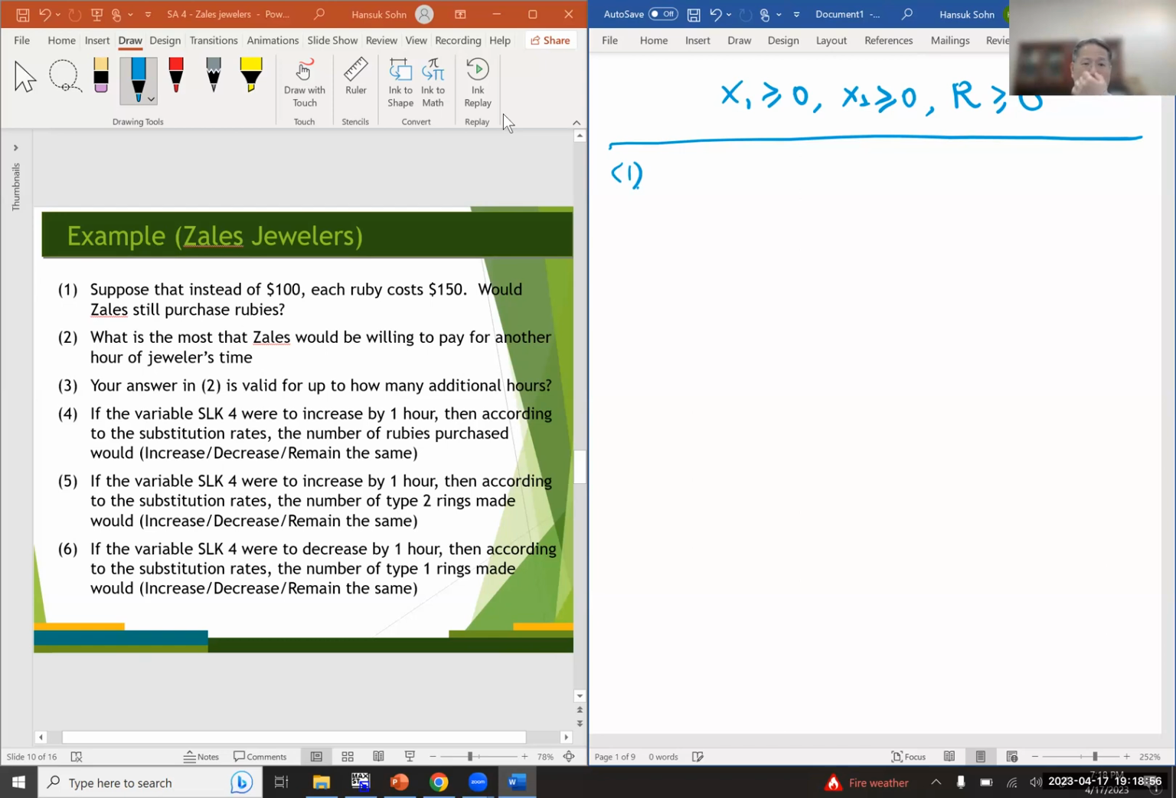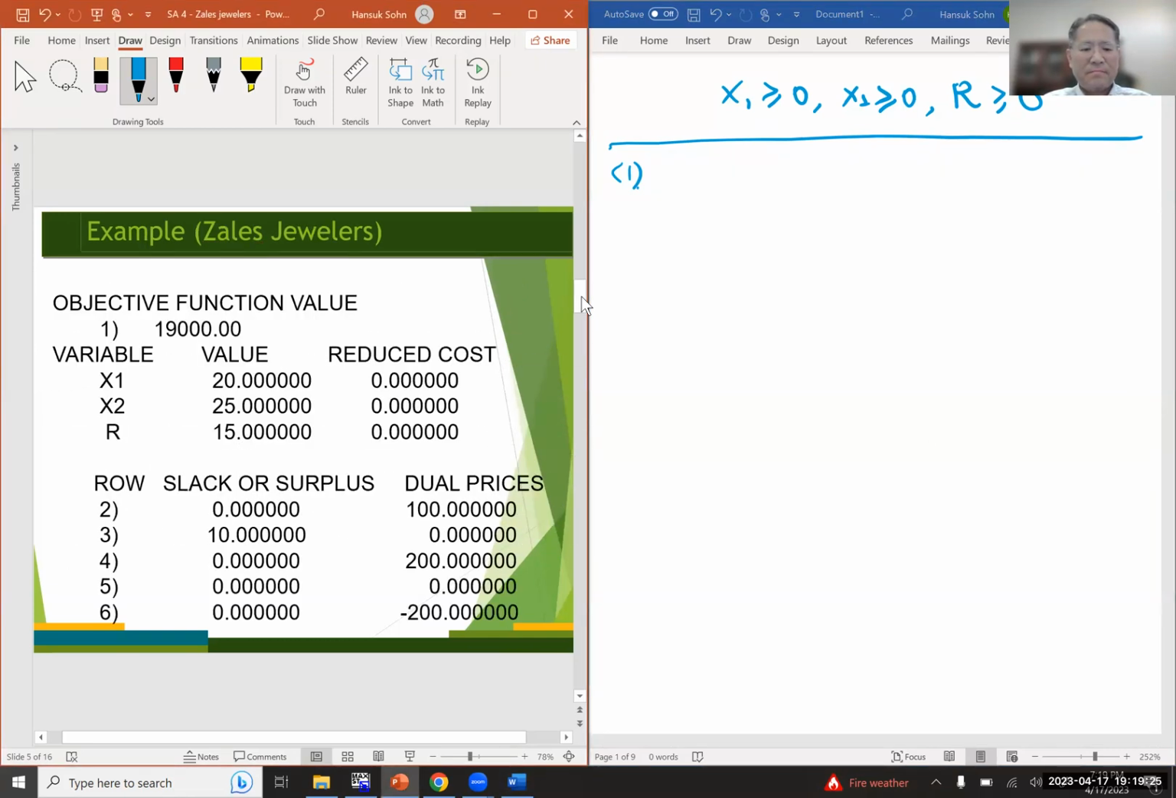Okay, so the first question. Suppose instead of $100, each ruby costs $150. Would Zales still purchase rubies? Yes, no, or cannot be determined? Okay, so first, let's look at the solution value. The optimal solution indicates Zales has to purchase 15 rubies, right? Because the optimal solution value R is 15 to maximize their total profit of $19,000, right?